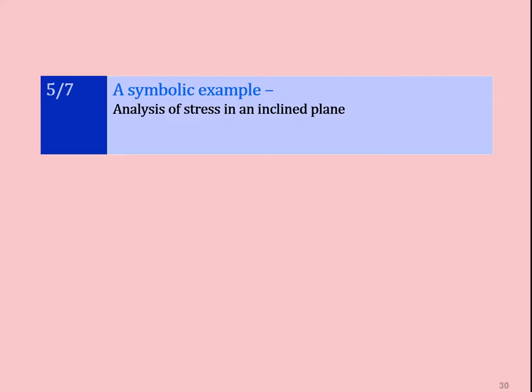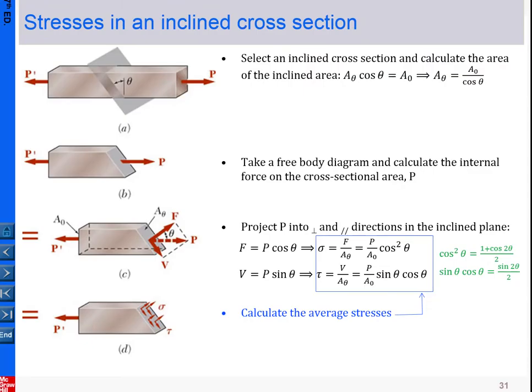Hello. In this section, we look at one further example, and this one we're going to do symbolic calculations about the stress. We look at a rectangular bar under static loading, so P in magnitude equal to P prime.